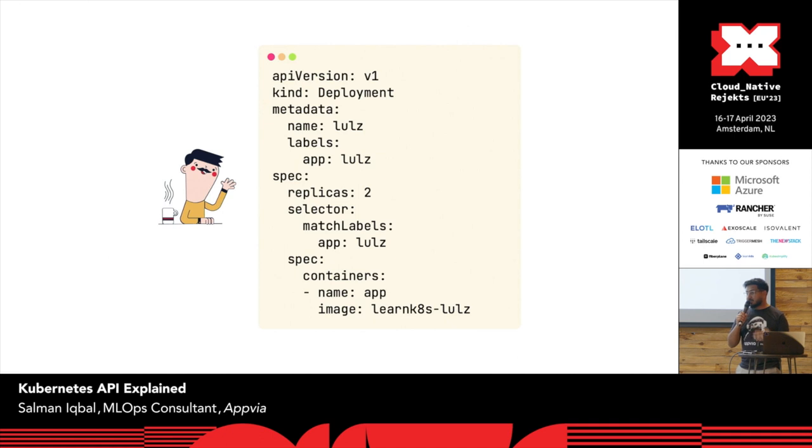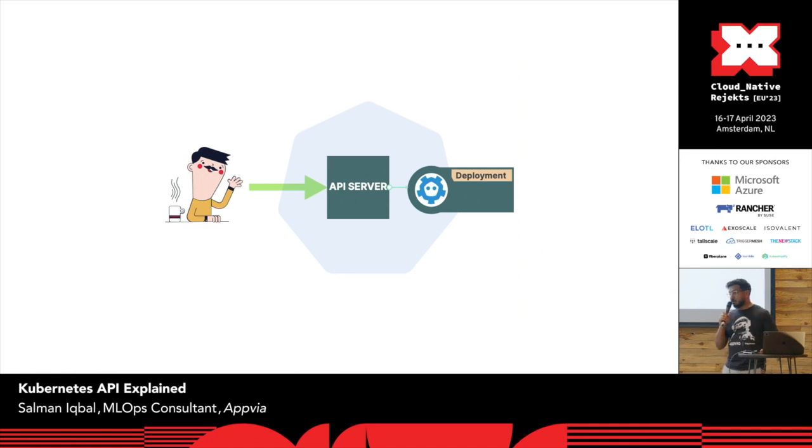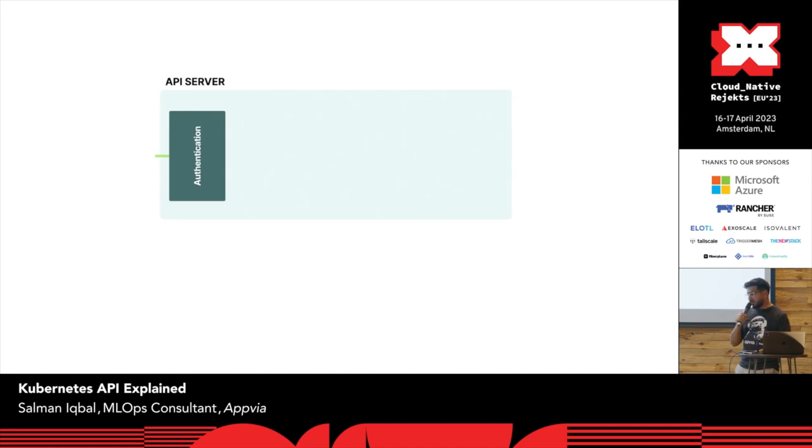We take a YAML file and we submit that to the cluster. And what we want to do is, on the other side, the request goes in to the Kubernetes cluster in the control plane, and it's received by a component called the API server. And on the other side, the request gets persisted inside the database. But what actually happens? There's a bunch of components that the request has to go through.